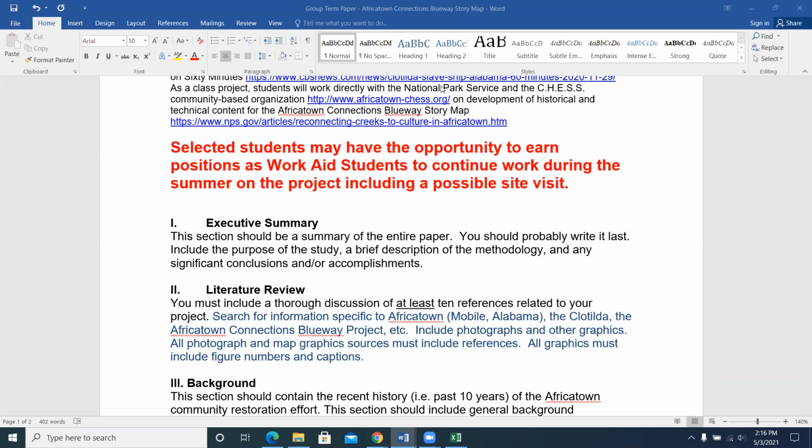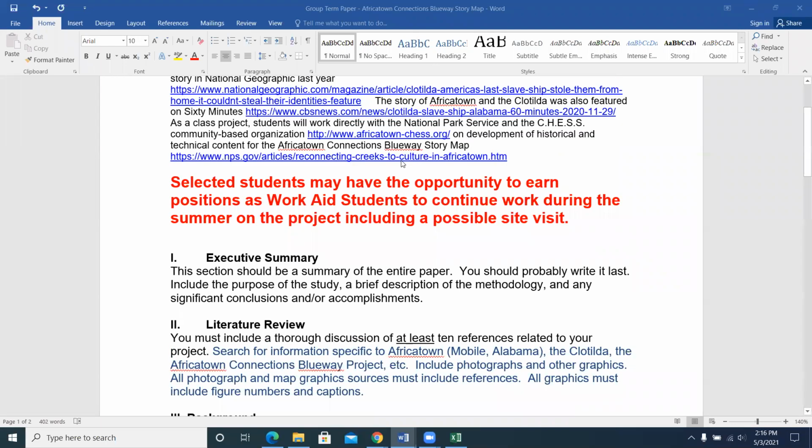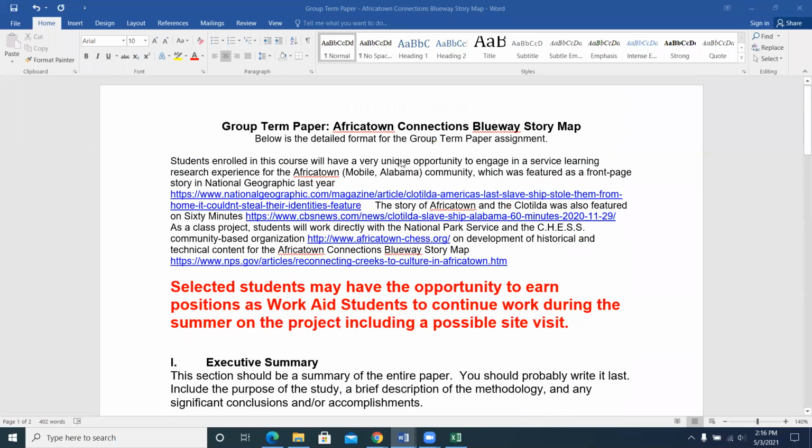So again, this is a group effort. I think I see some hands being raised. Yes, Paul, you have a question? Yes, so basically we are making the history of Africatown more available to the people around the world, who don't have it really. Yes, exactly. Okay. We'll talk a lot more about it later in the week. You'll hear a lot more tomorrow about this.